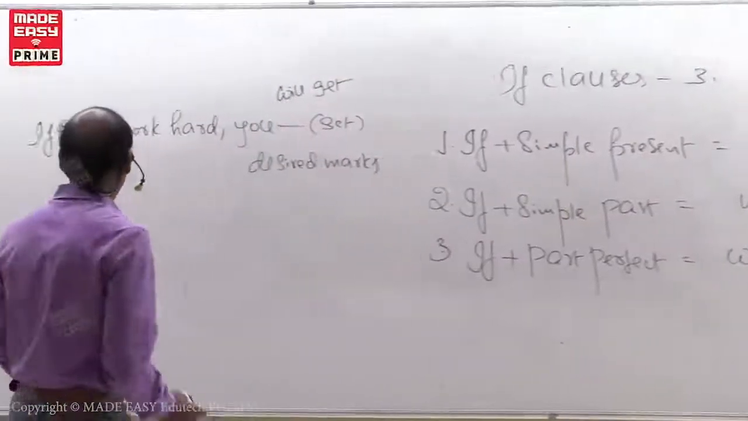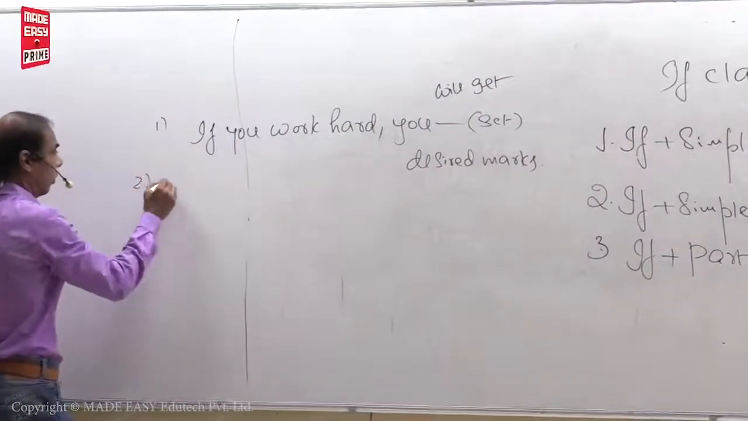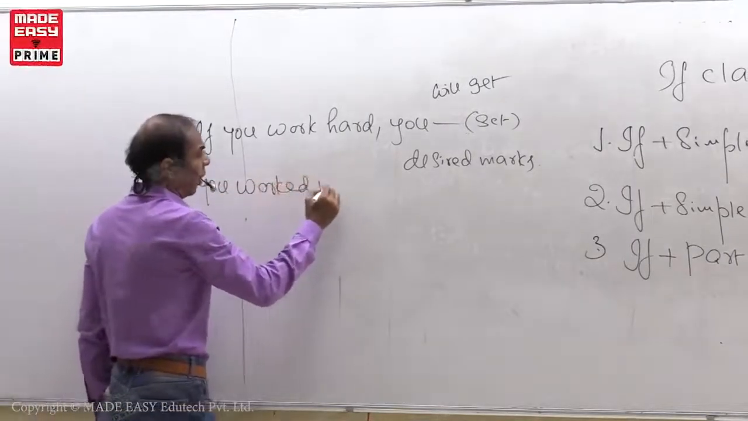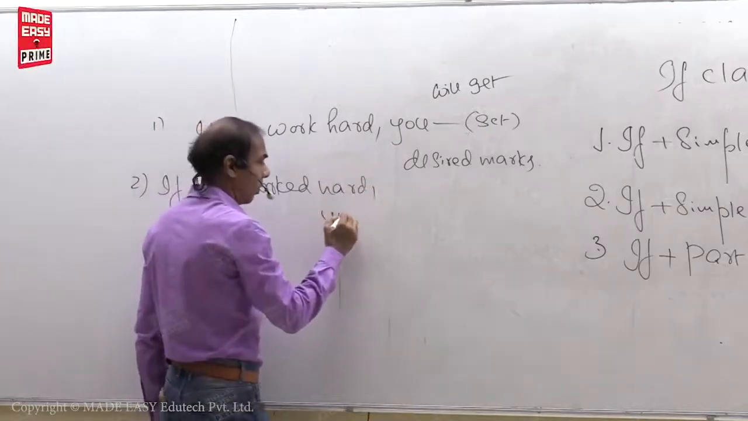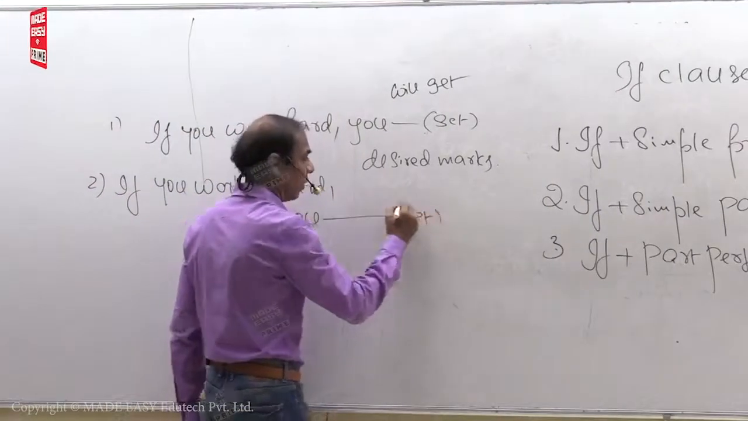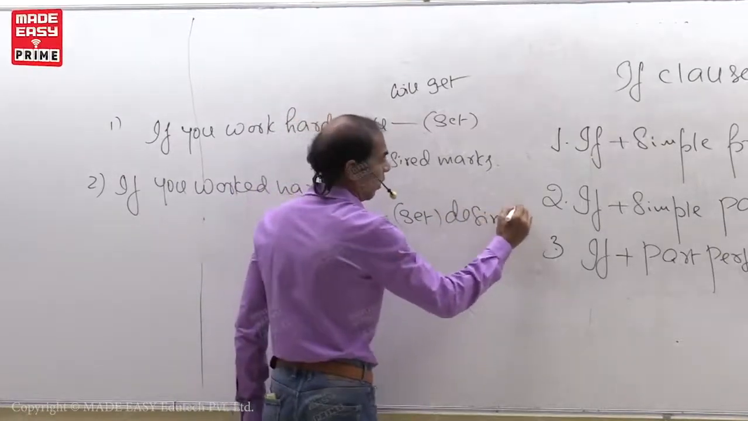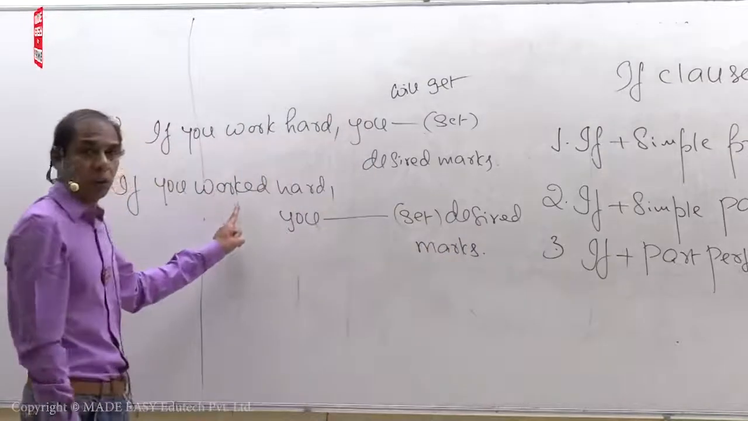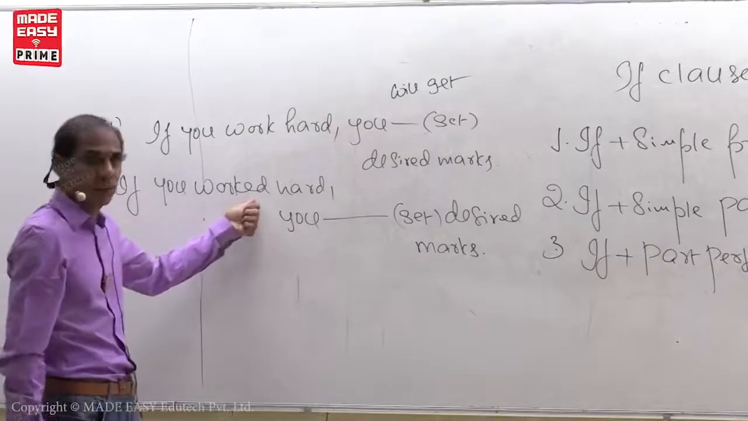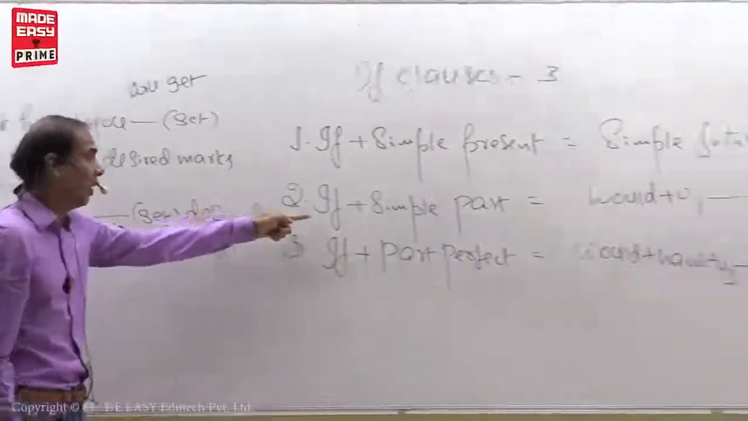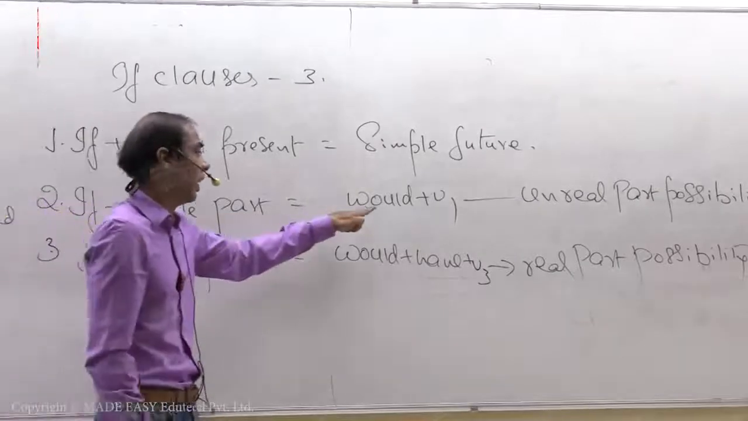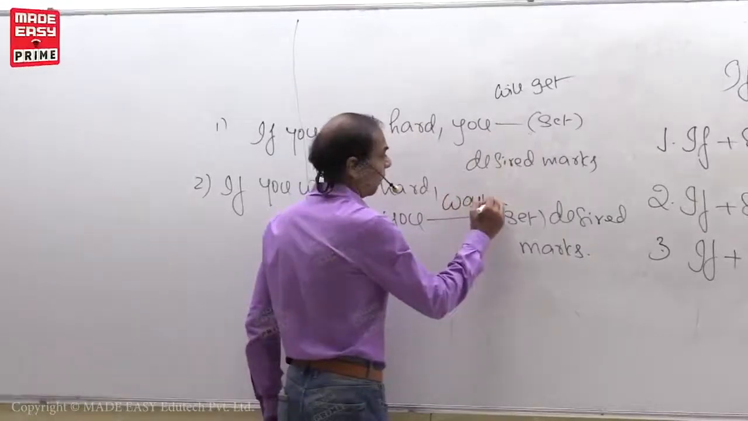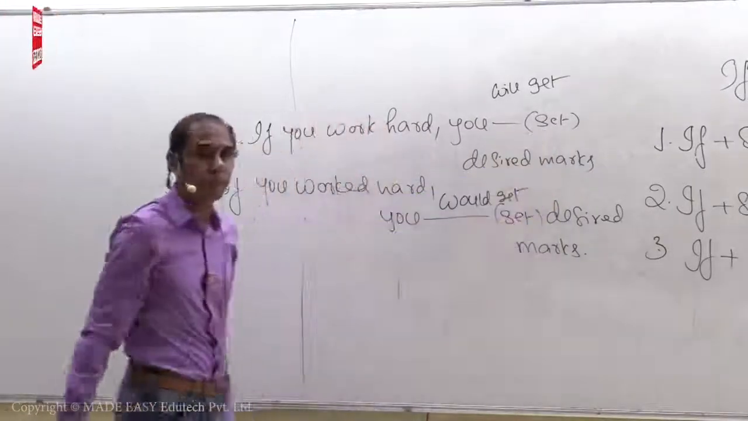Okay? Now see. If you worked hard, you dash get desired marks. If you worked hard, if is in the form of past tense. When if is in the form of past tense, the second sentence must be would plus V1. You would get. Third one.